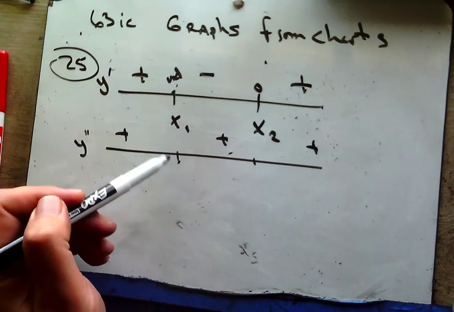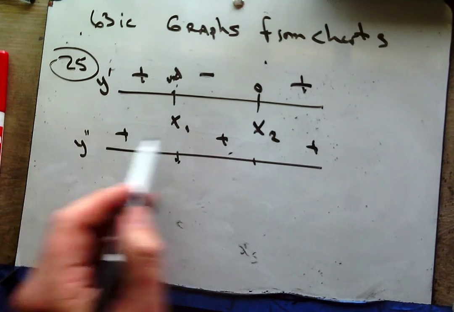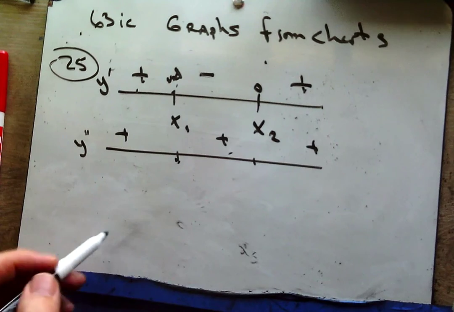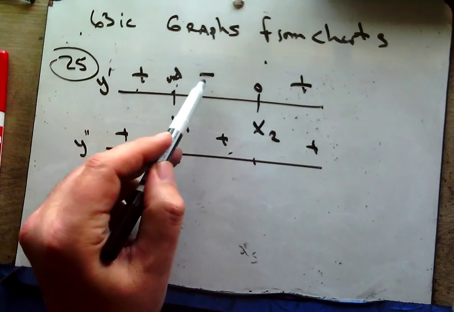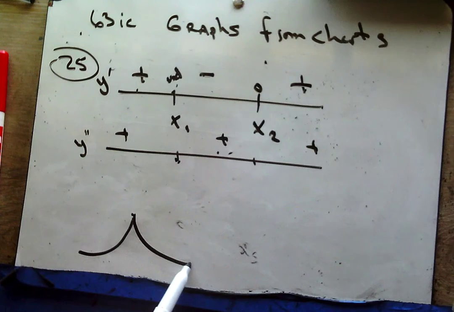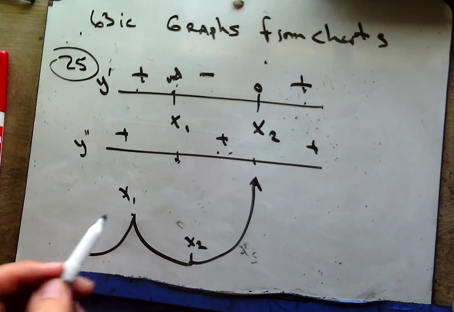If this point is undefined, I'm trying to take the slope at that point. That's still going to be undefined. So I see this function is always concave up. First, concave up and increasing, then decreasing and concave up, and finally increasing and concave up. So there's x sub 2, this is x sub 1.